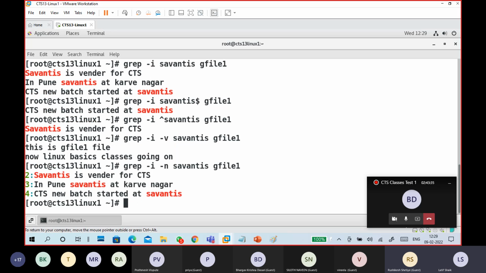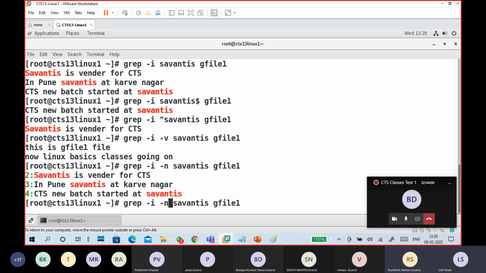-n: display the lines where the pattern matches, with a line number, 2, 3, 4, like that. Even if it is random, you will understand easily. In the second line, third line and fourth line, Savantis is there.